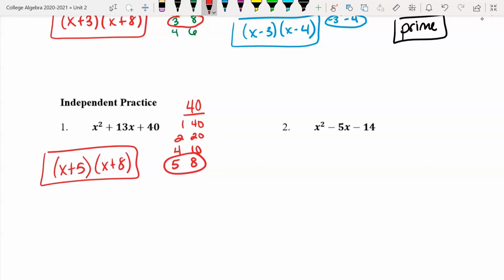So number 1, x squared plus 13x plus 40 factors into x plus 5 times x plus 8. Last one, if it's a negative, you want the bigger numbers to be negative. So 1, -14, 2, -7. Those are the only factors of 14, -14. So this one right here adds up to -5, which is what I want. So x plus 2, x minus 7.